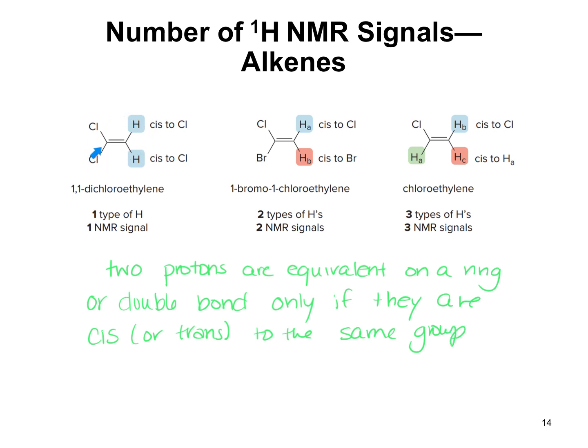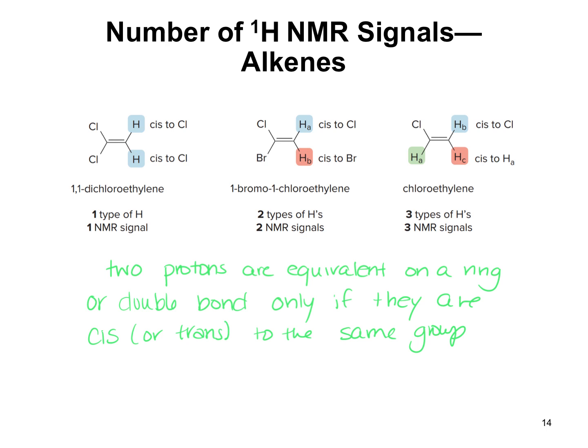If we have a molecule that looks like this, this hydrogen's on the same side as Cl, and this hydrogen's on the same side as the Cl there, then they are equivalent. But look over here. This hydrogen is on the same side as Cl, and this hydrogen is on the same side as Br, and so they are not equivalent.